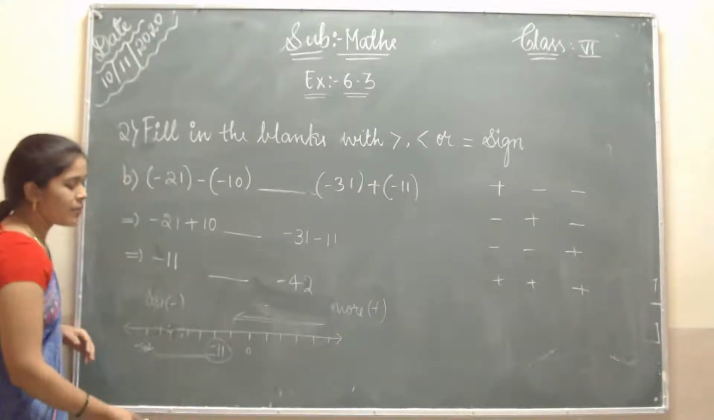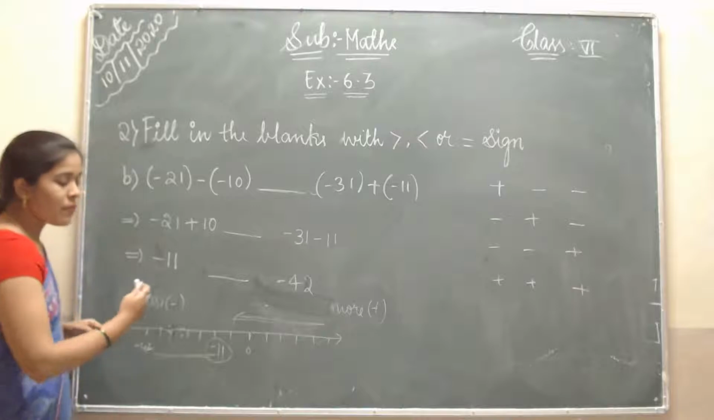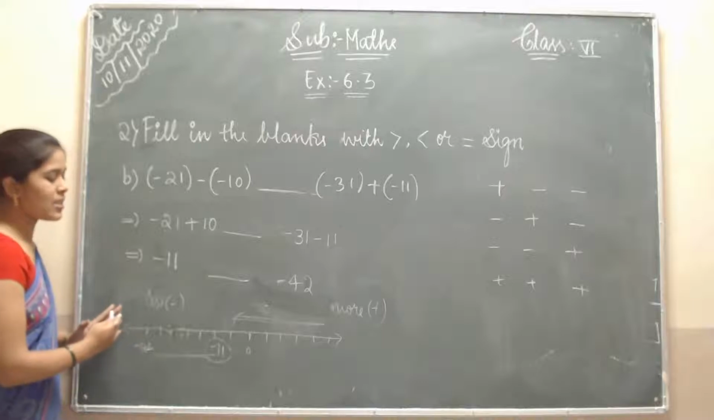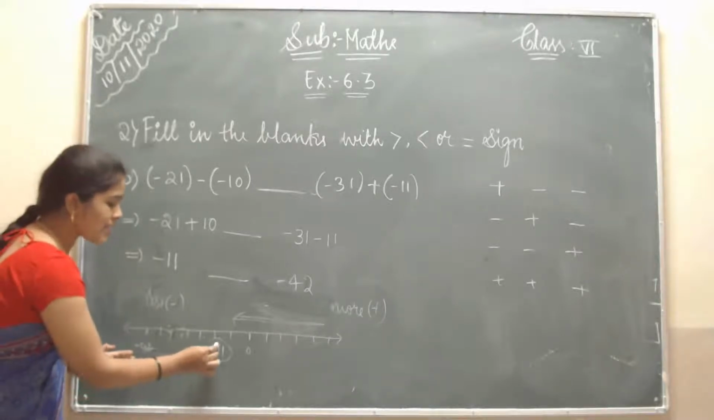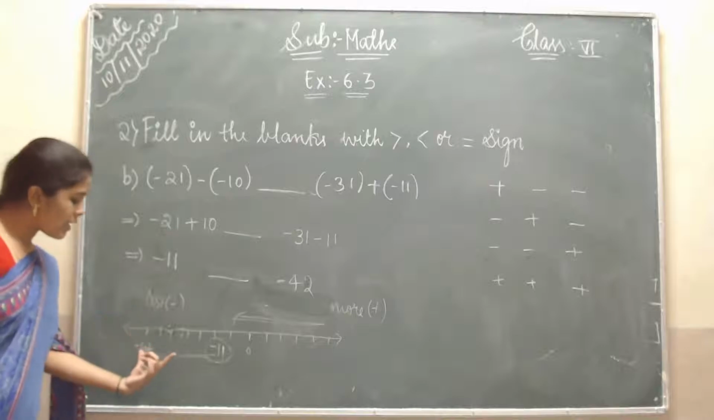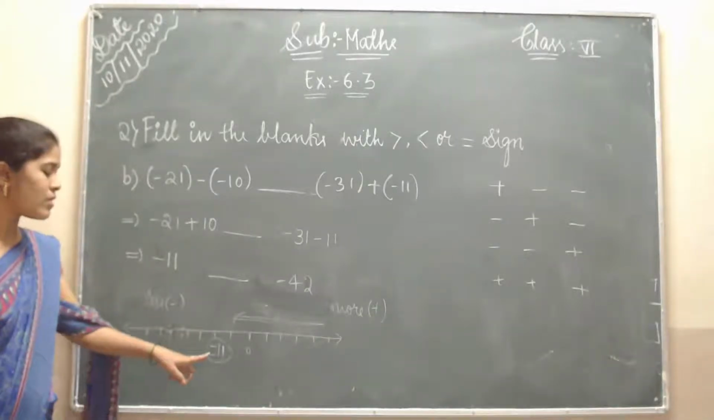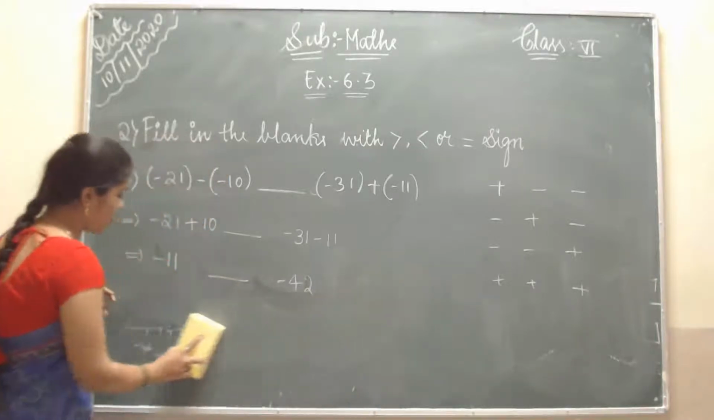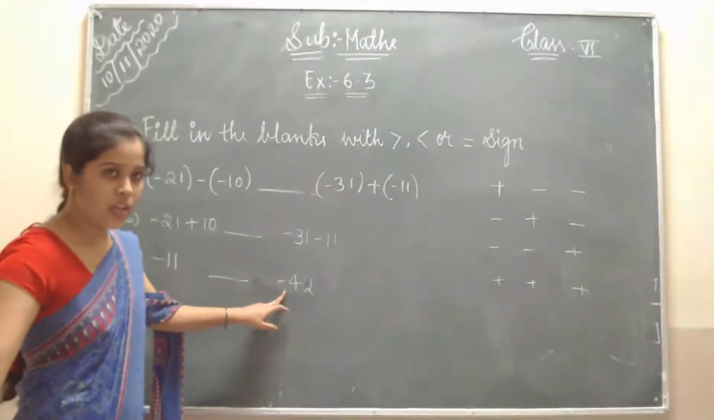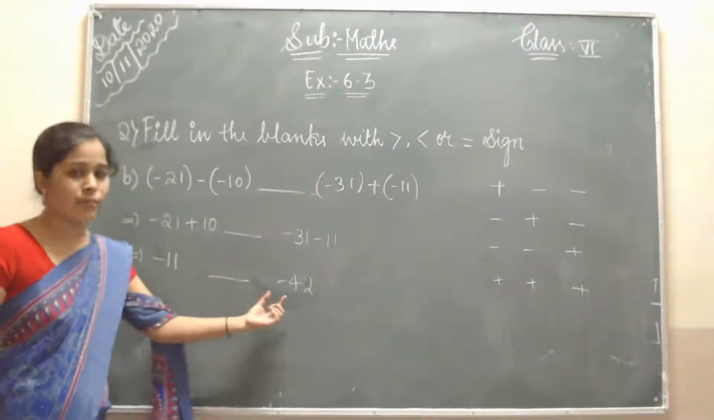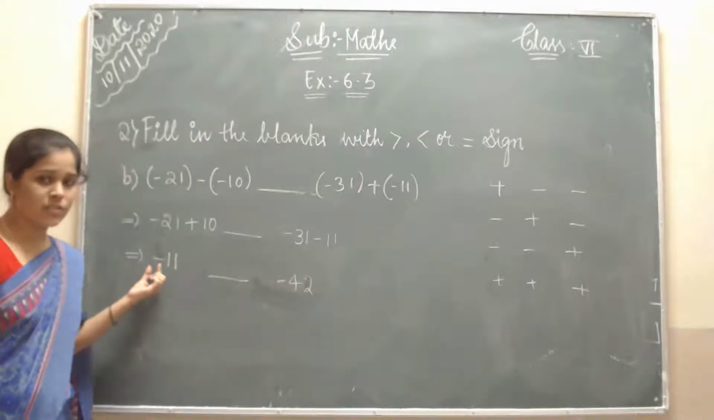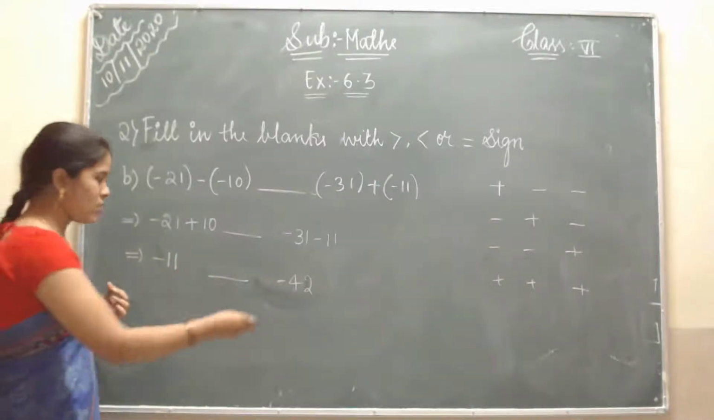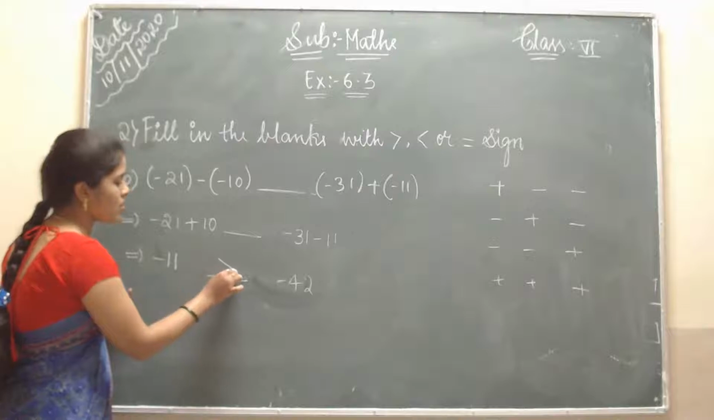Minus 11 is greater because the number line decreases from right to left, in decreasing order. On the number line, minus 11 comes first. So in these two, which is the greater number? Obviously minus 11 is greater. With negative signs, the smaller number is greater. Don't go by the digits, because with the digits there are negative signs. So the smallest number among negatives is greater compared to minus 42. So like this, we put the sign here.